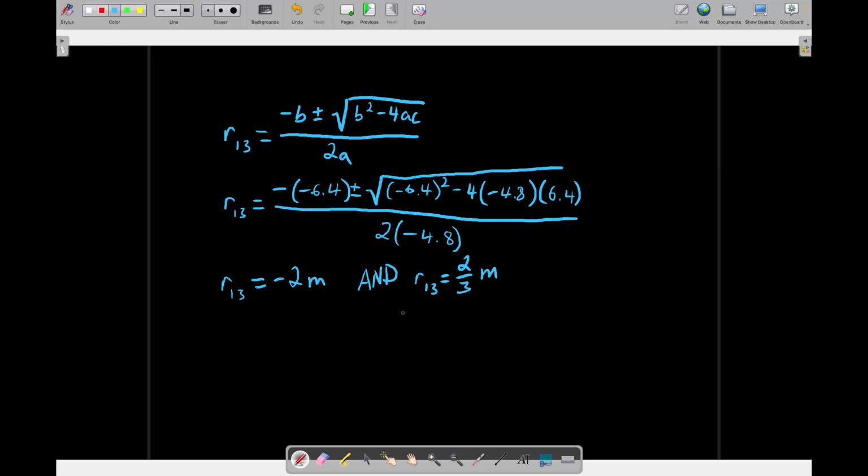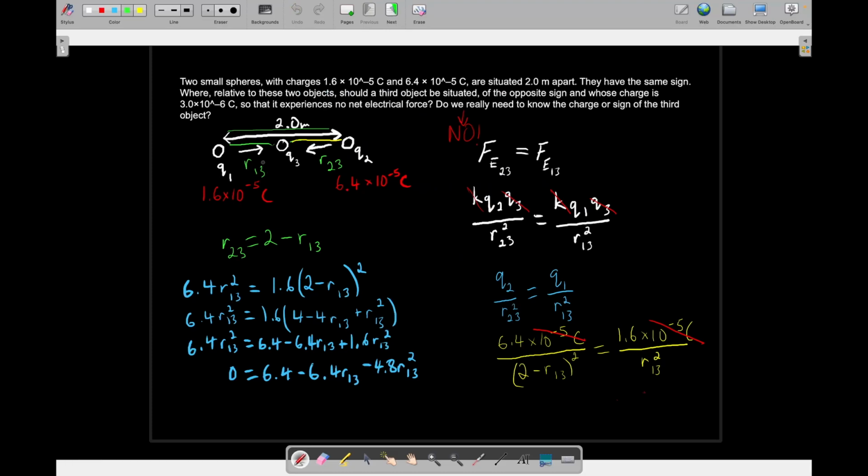Alright, we have two answers here. We have to decide which one is inadmissible, and it's pretty obvious in this question. We are going to strike out the answer where we got minus 2 meters. Therefore, the third object is 2/3 meters away from the first object. So basically R13 is equal to 2/3 meters.